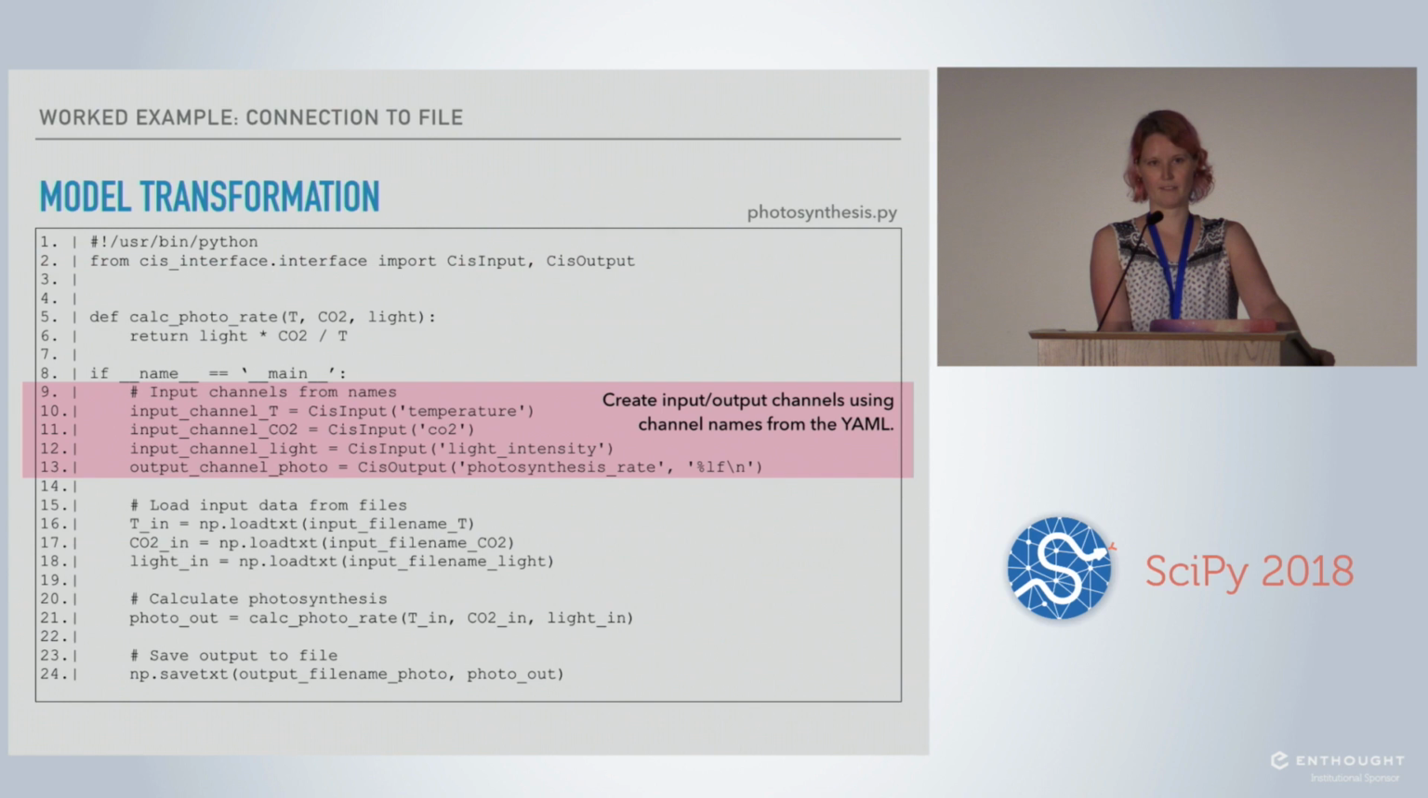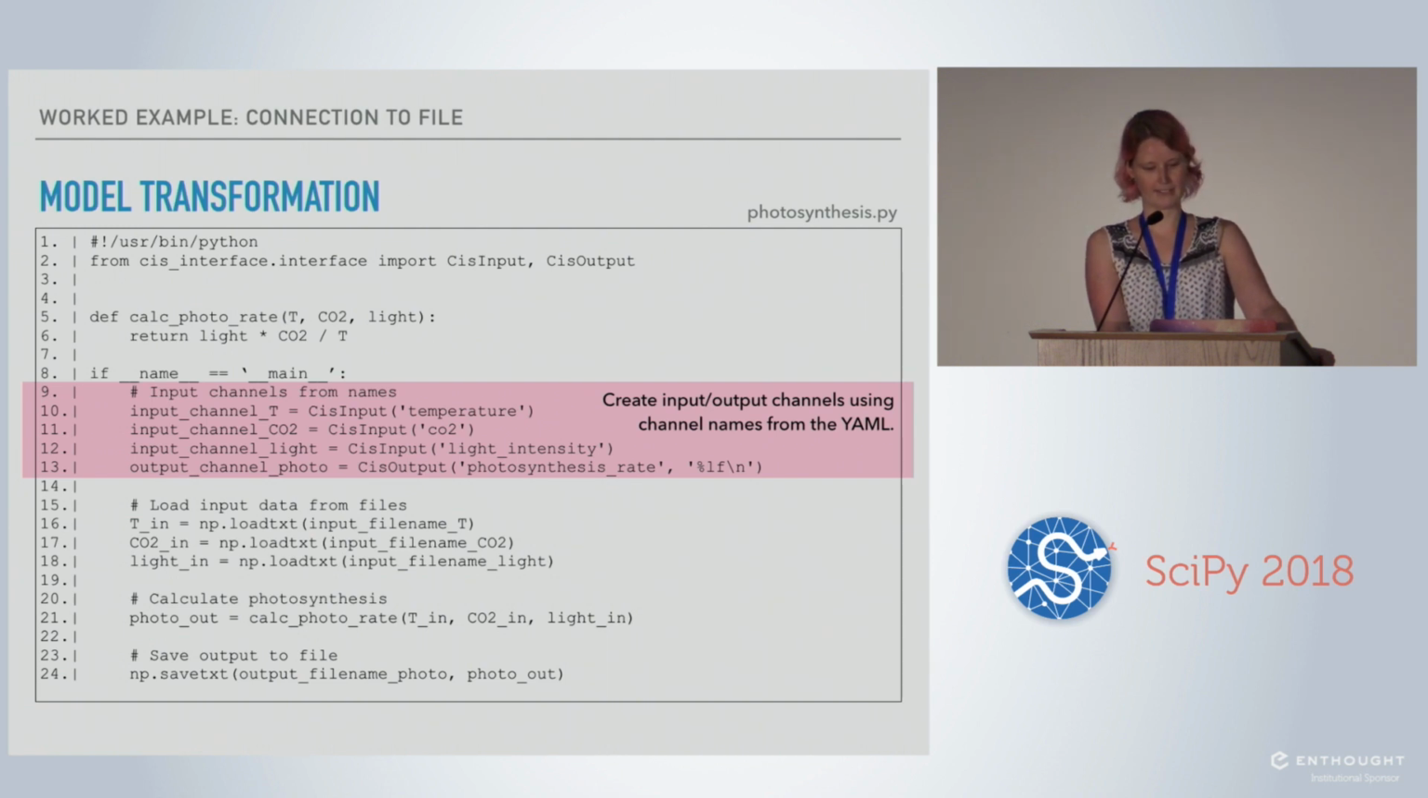Then we need to, instead of these file names, declare these input and output channels from the interface. And again, you can see the name, we're using the same names from the model YAML. So we have temperature, CO2, and light intensity as inputs, and then photosynthesis rate as an output with a format specifier saying that it's a double.